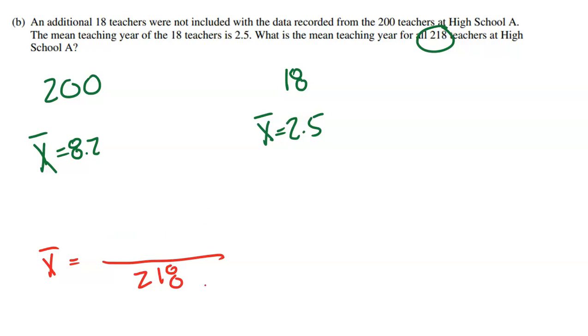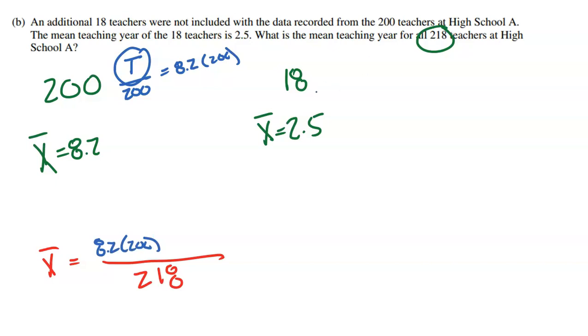Now, we don't know every teacher's individual value, but check this out. If we go to the 200 original teachers, I know that whatever the total for those teachers was, divided by 200 is 8.2. So if I multiply the 200 over, I get the total for those 200 teachers. So I'm going to take 8.2 times 200.